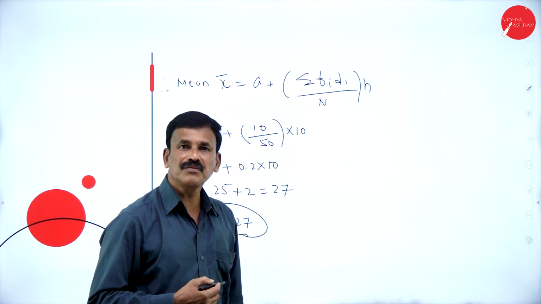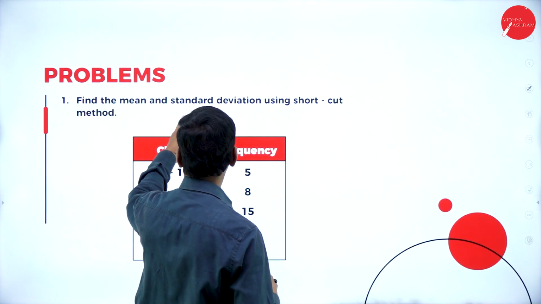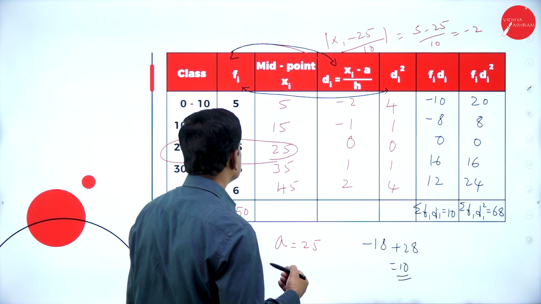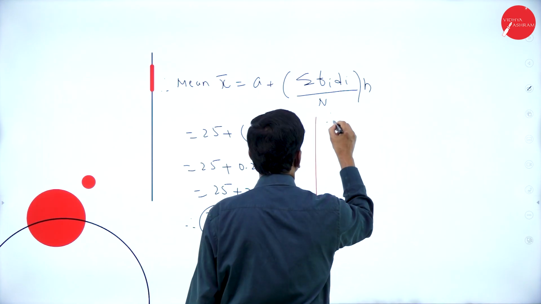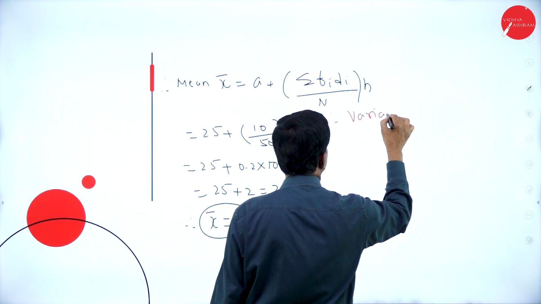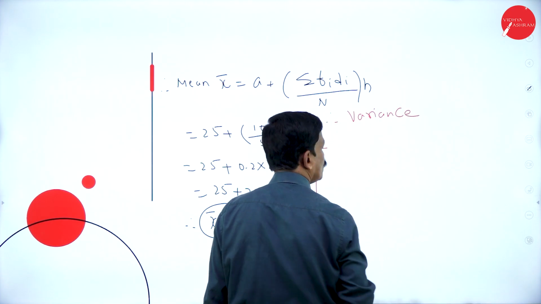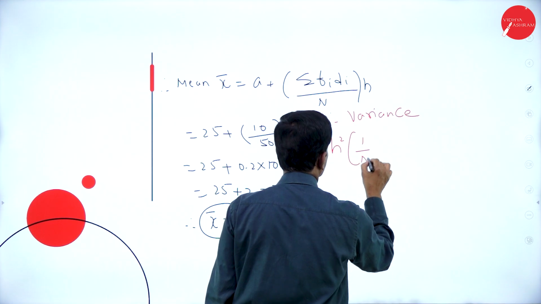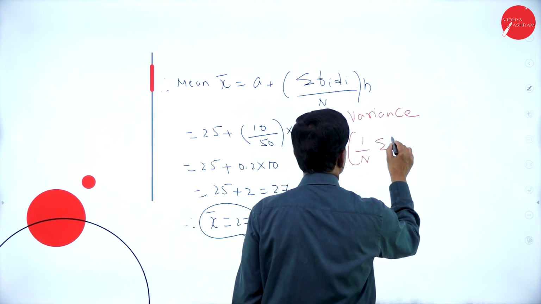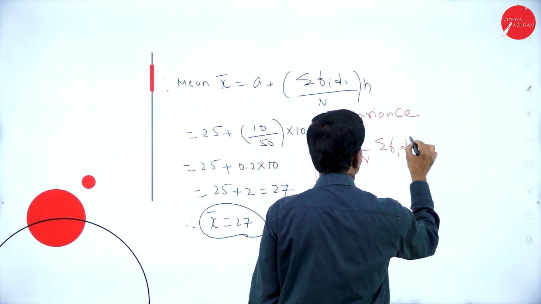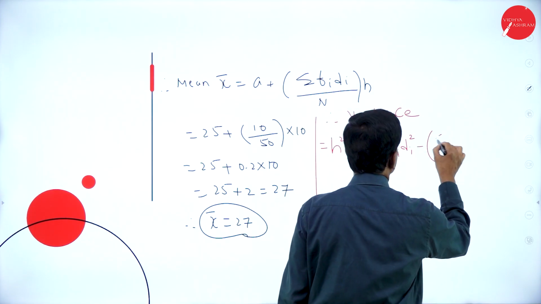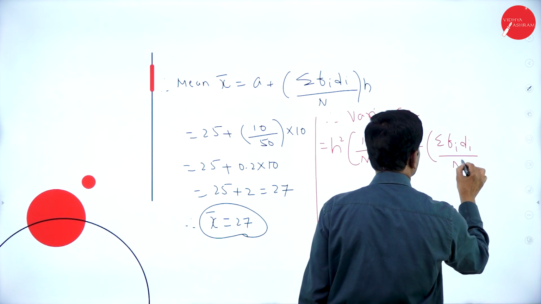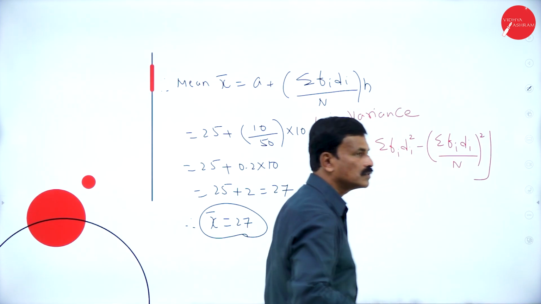Okay. Now find out the variance, mean and the standard deviation. For the standard deviation, we have to find the variance. So variance is equal to h square into 1 over n times sigma fi di square minus sigma fi di divided by n whole square. This is the formula, right?